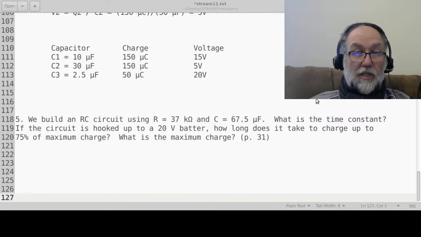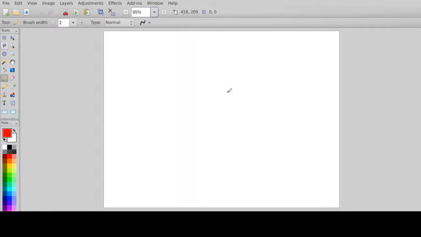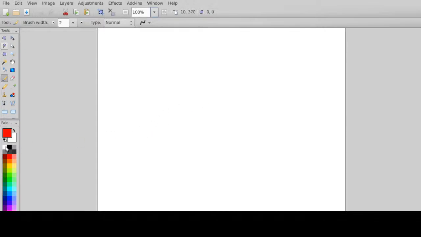Okay, so let's be careful. First, let's solve the time constant. Well, let me just draw the circuit so you know what it looks like. Because if you saw this circuit and I didn't call it an RC circuit, you might go, well, what circuit should I be looking at? And the way an RC circuit works is that it has a resistor. Okay, we have a resistor like this in series with a capacitor like this.